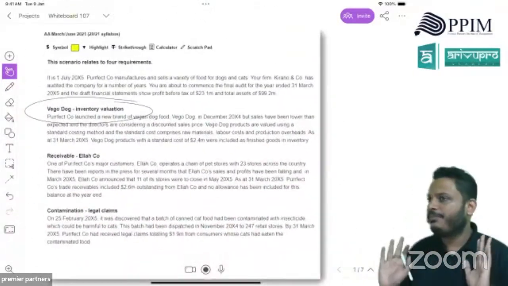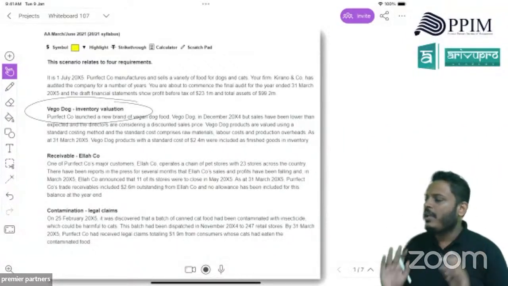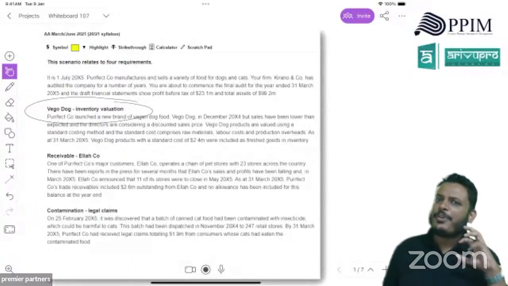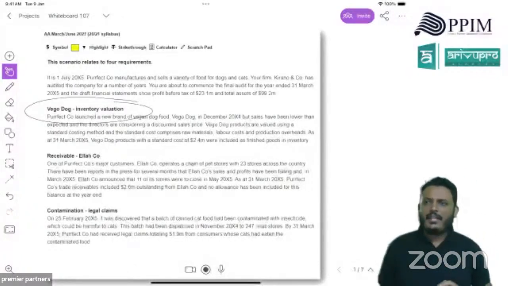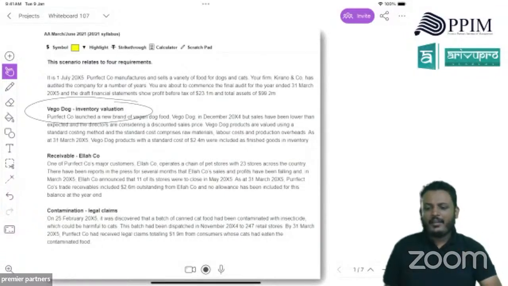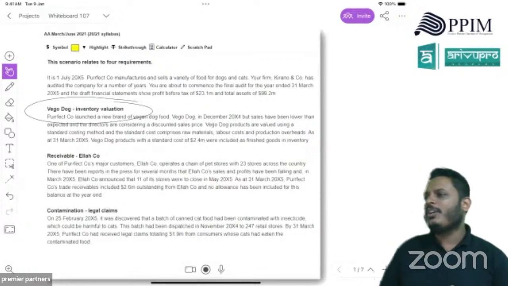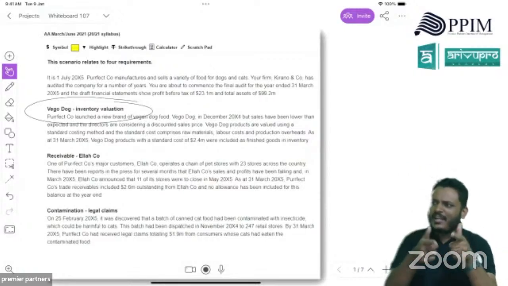Read this case study, only the inventory valuation. Try to understand what the possible issue there is. It can be a standard issue or it can be an assertion issue. Then work it out. At least I try to write 2 procedures, because most of the students are struggling with this type of question.